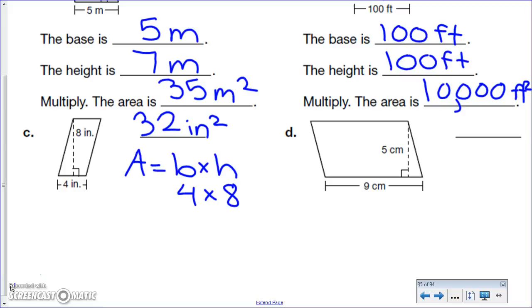On parallelogram D, same thing. We're going to write the formula down. Next, we're going to fill in what we know. We know the base of the parallelogram is 9 centimeters and the height is 5 centimeters. 9 times 5 gets us 45 centimeters squared.